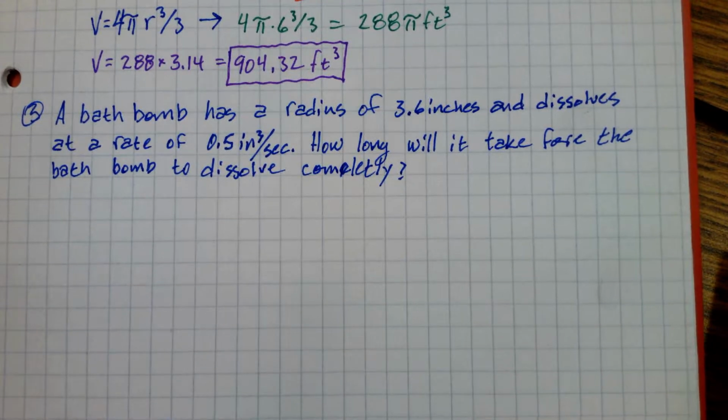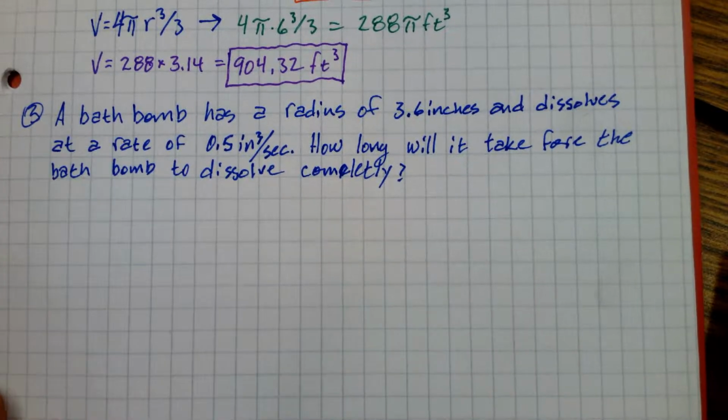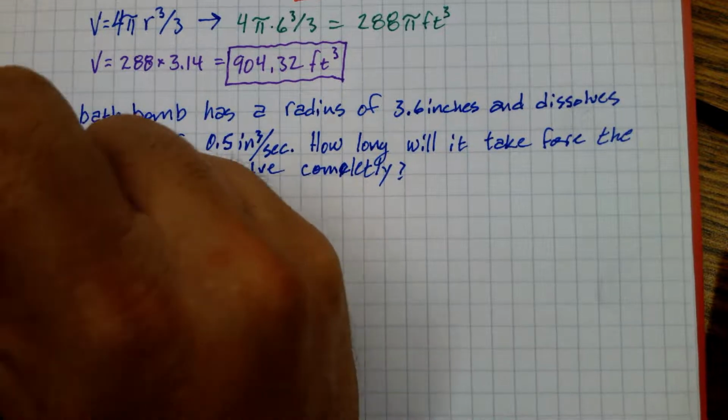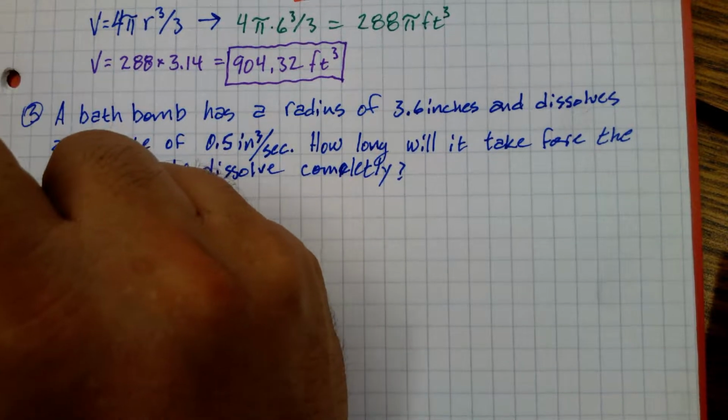All right. So the first thing we need to find, say this is our bath bomb, is the volume. How much stuff is this made out of? So this time we don't need this in terms of pi. We want an approximate answer we can work with. So let's just skip that step, okay? We're going to use 3.14 at the beginning.